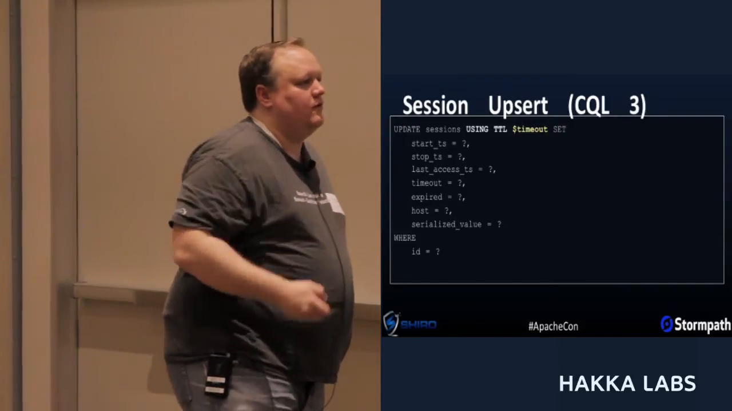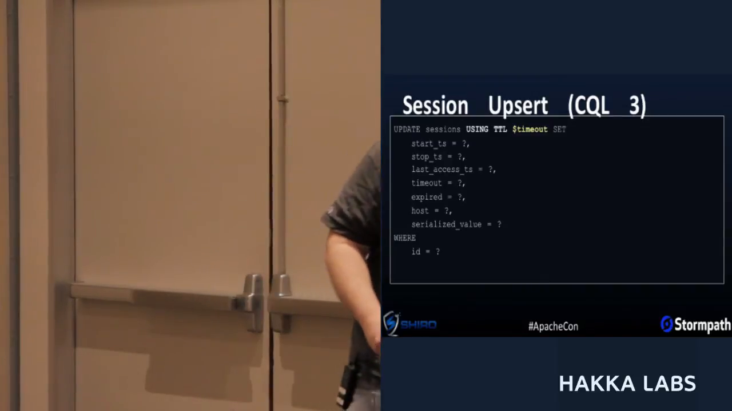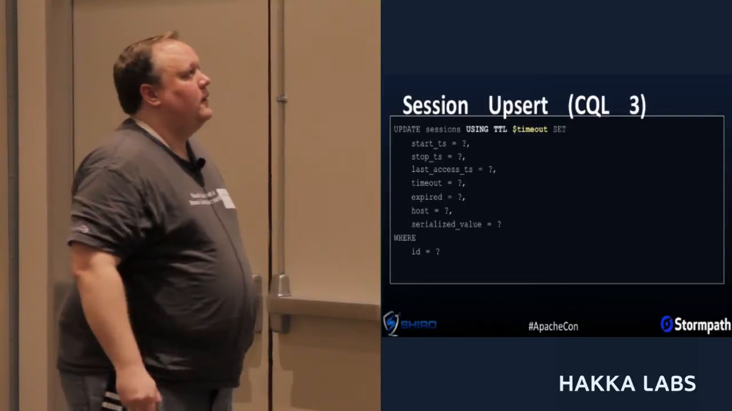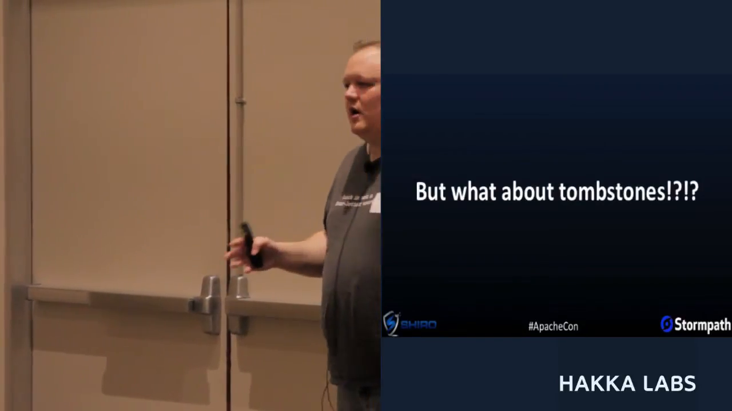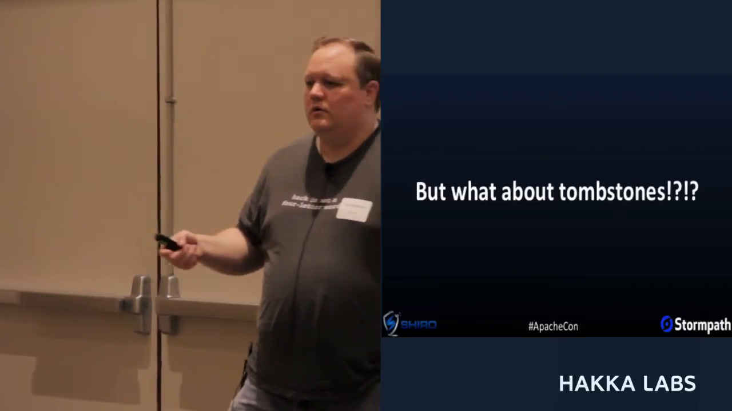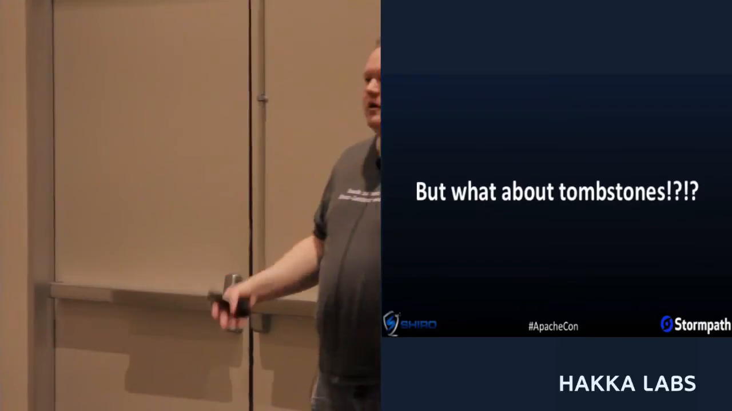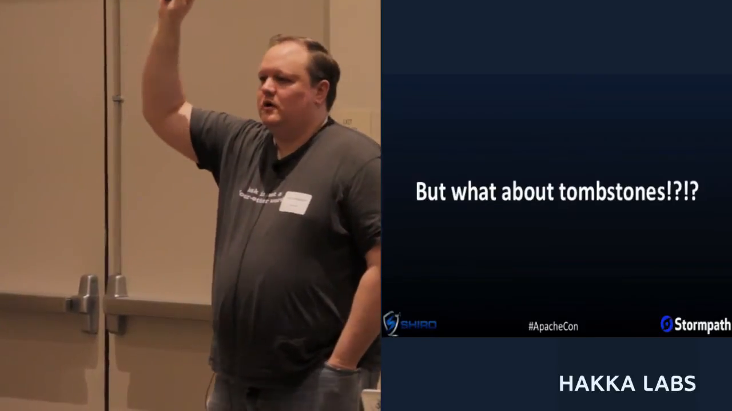So if you've used Cassandra for a while or been to some of the other talks, this might bring up a question for you. What about tombstones? Every time you modify a column value or delete something, it creates a tombstone in Cassandra. How many people here know what tombstones are? Okay, almost everyone. How many people do not know what tombstones are? Okay, there's a few people.